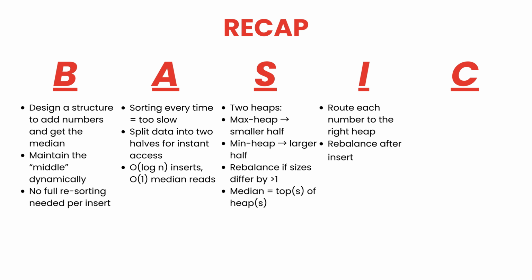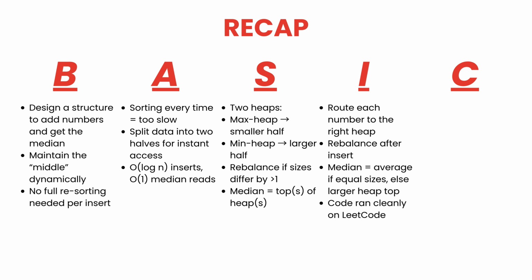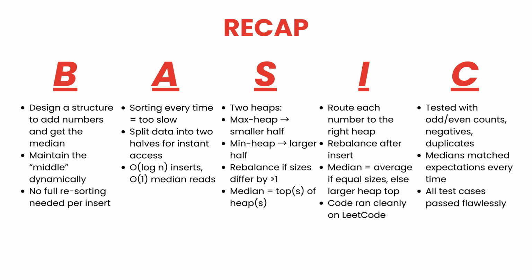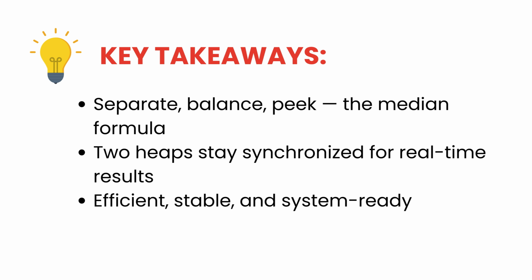We followed that blueprint precisely, routing each incoming number to the correct heap, rebalancing when needed, and reading the median from heap tops. We ran it on LeetCode without any errors. We verified the logic through multiple runs: odd and even counts, negatives, duplicates, and mixed orders. The medians matched expectations, and all test cases passed. The takeaway: separate, balance, and peek. By keeping two heaps in lockstep, you get streaming inserts with immediate, reliable medians, exactly the performance profile real-time systems demand.